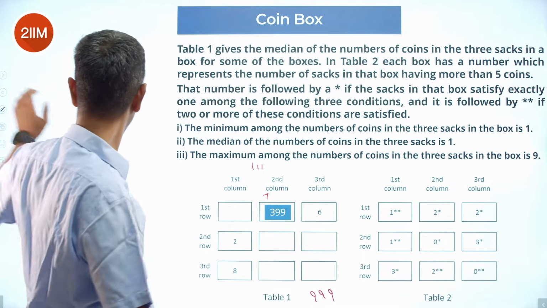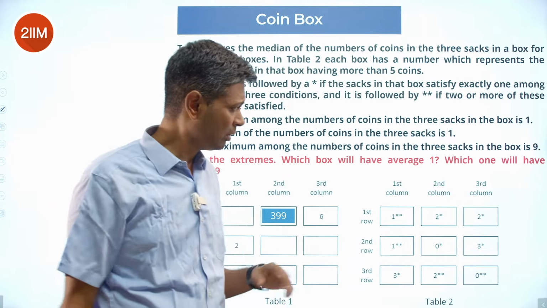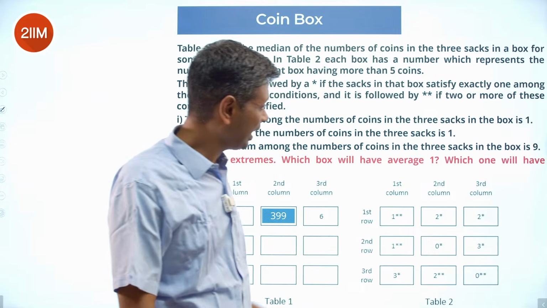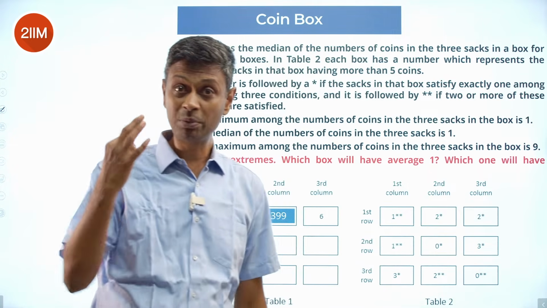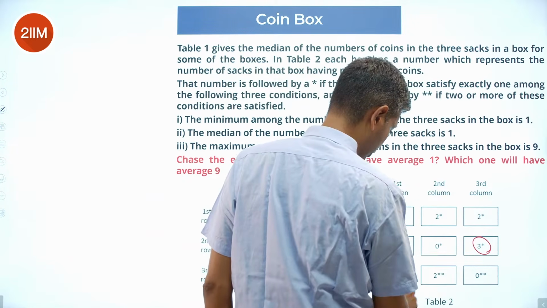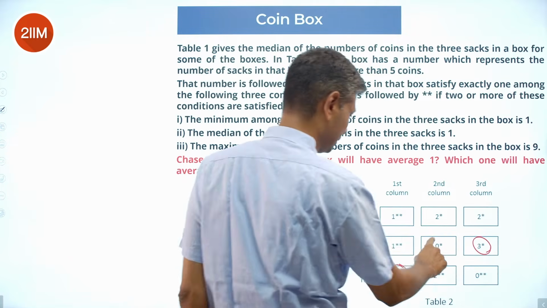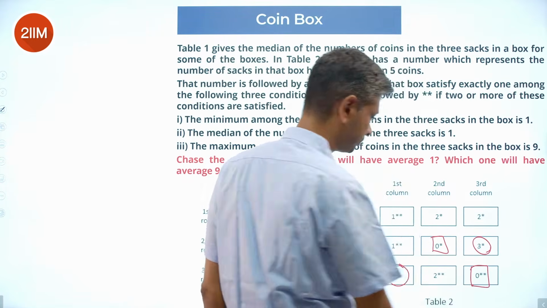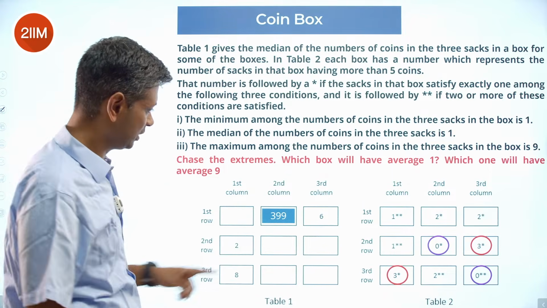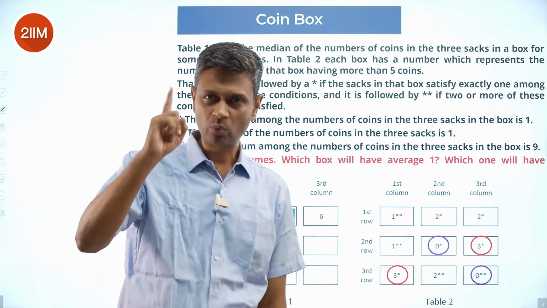Nice. So, what will we do? We'll say, let me chase the extremes. I'm going to try to see if I can locate that. Where will the extremes be? If one box has 999, then it will have all 3 boxes more than 5. It should be 3 star or 3 star star. So it's either this or this. One box has 111, either this or this. Right? Super. So I'm going to think about that. One of these two is 999, one of these two is 111.